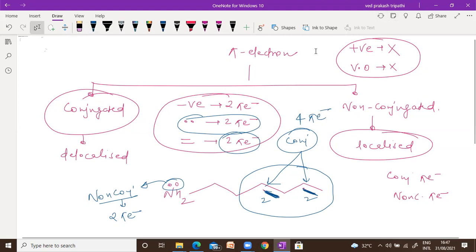The species which are in conjugation, that is taken as conjugated pi electron, and the species which is not in conjugation, that will be treated as non-conjugated. Simple. And you will have to memorize negative will give you 2 pi electron, lone pair will give you 2 pi electron, and double bond will give you 2 pi electron. Any doubt about this one? Please tell me.